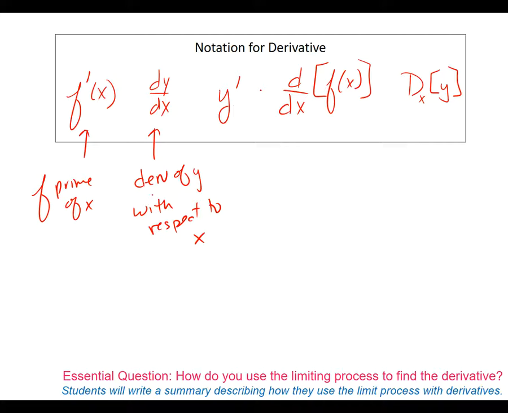But you need to know that they're all meaning derivative. Okay, find the derivative or the notation. Once you've taken the derivative, if you started in f notation and you take the derivative, you have to rewrite your notation as the prime. That tells me that it's the derivative.